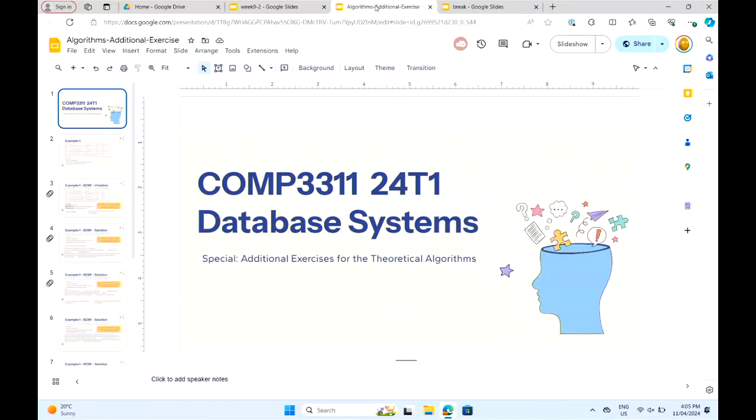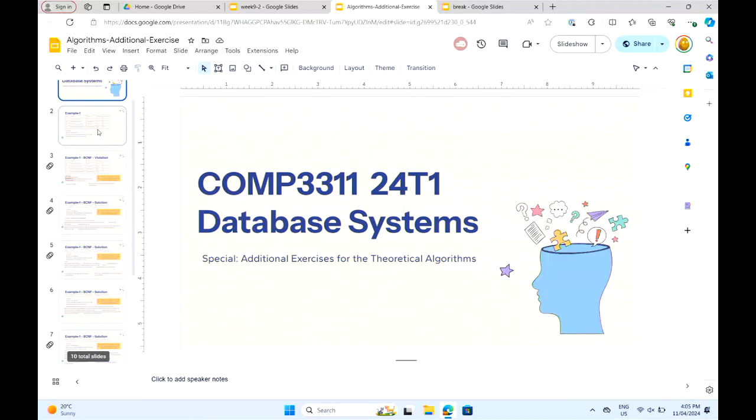Let's start. So first, I created some extra exercises for you to practice the algorithms we are learning for the theoretical topics. For example, how to convert tables into normal forms, or how to check the serializability of transaction schedules, which will be learned today. So I will keep updating this exercise, and please stay updated.